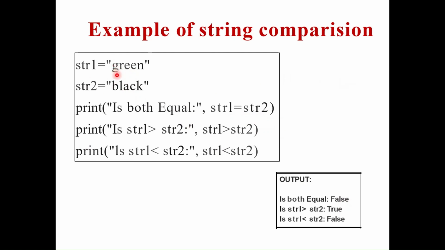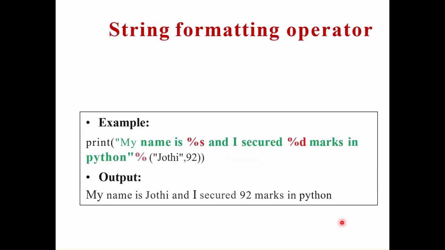So it compares the ASCII number of G with the ASCII number of B. Definitely the ASCII value of G is greater, so the first comparison says true: green is greater than black. In the second comparison, the less than comparison, the ASCII value of G is not less, so it returns false. So string comparison works in the usual manner.